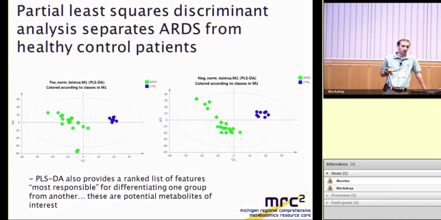And the other nice feature about PLSDA, as Alla mentioned yesterday, is it provides a means of ranking your list of features in terms of the features, presumably metabolites, that contribute the most to explaining the differences between the two groups of samples. And these are potential metabolites of interest. So at this level, we haven't done much in terms of identification. We just had a list. Some of these things are putatively identified, some of them not.